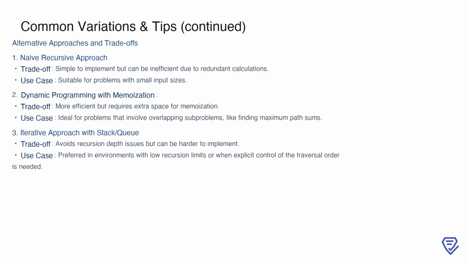On the other hand, dynamic programming with memoization is a more efficient option, as it avoids recomputation by storing intermediate results. The trade-off here is the extra space required for memoization, making it ideal for problems involving overlapping subproblems, like finding maximum path sums. An iterative approach using a stack or queue can also be a good alternative. While it avoids the risk of exceeding recursion depth, it tends to be more complex to write and debug. Iterative solutions are particularly useful in environments with low recursion limits or when you need explicit control over the traversal order. Understanding which approach works best for a given problem will help you write both efficient and elegant solutions.